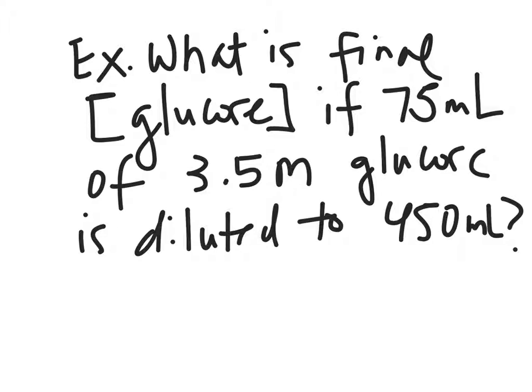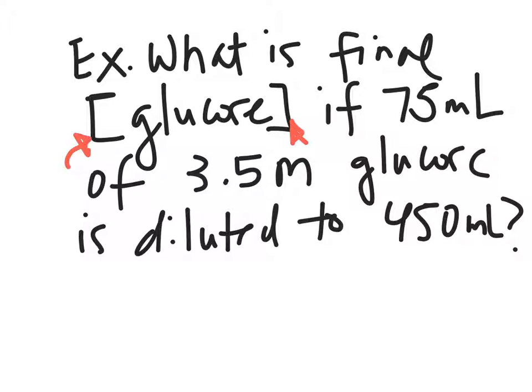So, one more example. In this example, we want to know what's the final concentration of glucose. Note these brackets here. That's another way that we write the symbol for concentration. So brackets like that mean concentration. So what is the final concentration of glucose if 75 mLs of 3.5 molar glucose is diluted to 450 milliliters?